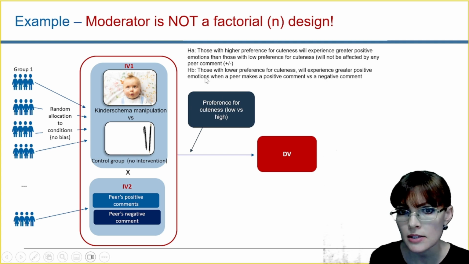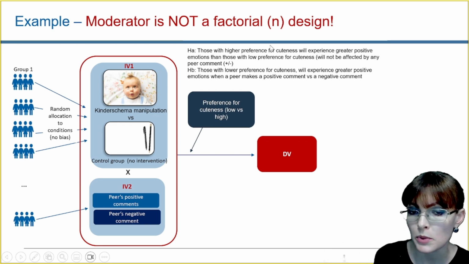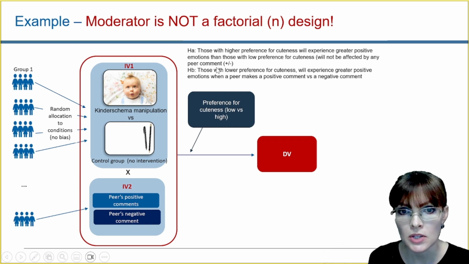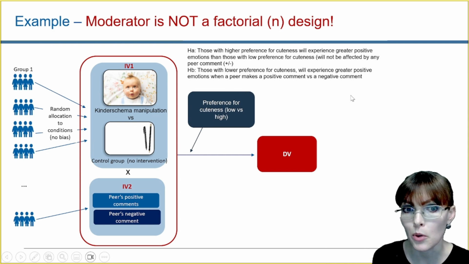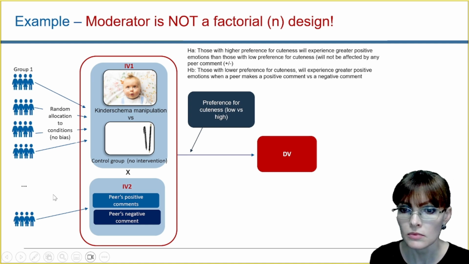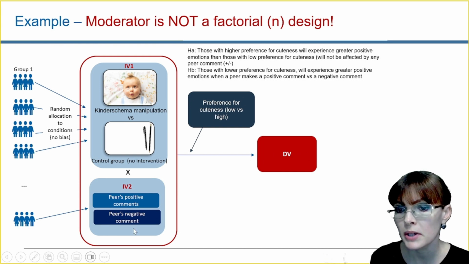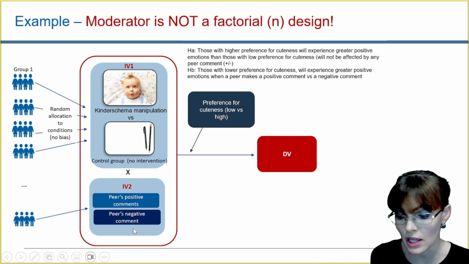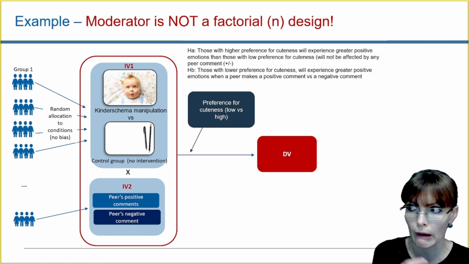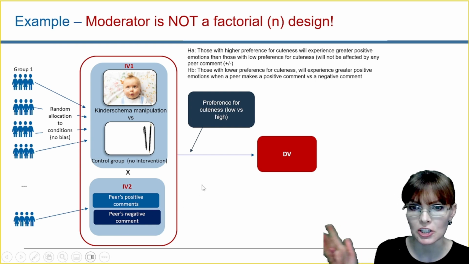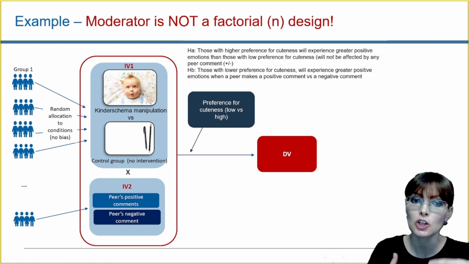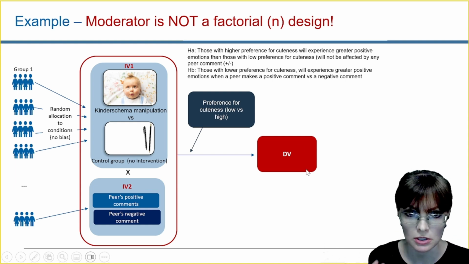And my second sub-hypothesis could be for those with lower preference for cuteness. And here I'm saying those with low preference for cuteness will experience greater positive emotion when a peer makes a positive comment versus negative comment. So for those who do not like cuteness, they will experience greater effect or they will purchase more products only when it is accompanied by a positive commentary because they actually don't like it, but then there is some peer pressure. Okay, I'm going to buy this product, right? But when there is a negative commentary and you do not like cute things, that will have a very off-putting effect on you and you're not going to purchase this product.